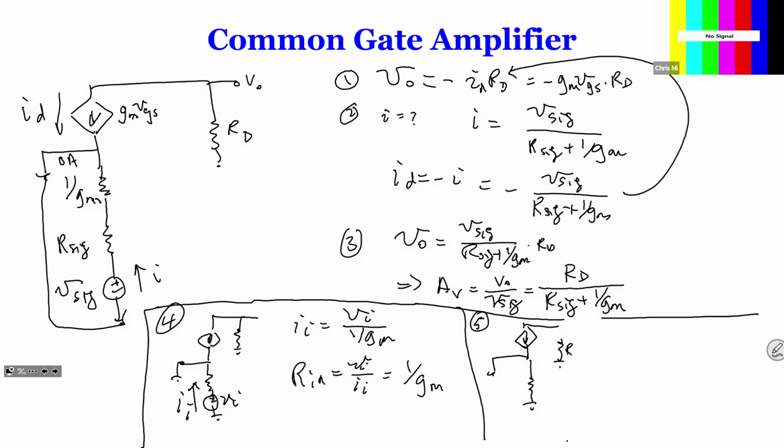Wow, doesn't look good. Let me do it a second. Okay, so the circuit over here is what I'm doing: I'm going to short the voltage over here. As I said, I'm also shorting the RSIG. I'm only leaving 1 over GM over here. The gate is also grounded.